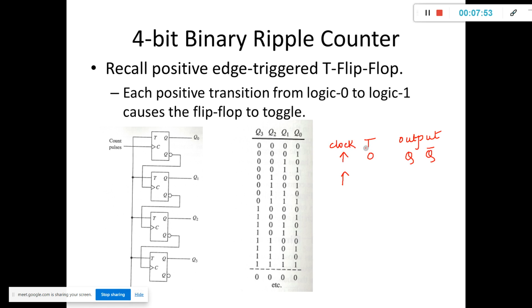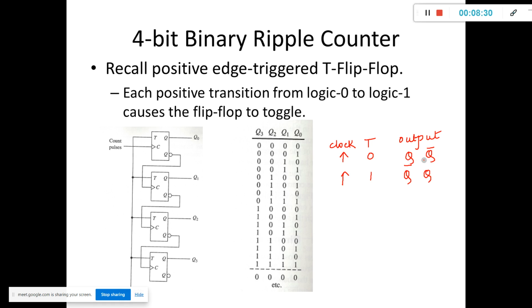I am talking with respect to the functioning of the T flip-flop, the function table. If the T input is 0 and I apply the clock, it will retain the present state. If the T input is 1 and I apply the clock, the output will toggle. It becomes Q bar and Q. If it was 1, it will become 0. If it was 0, it will become 1. It will toggle, it will switch. This is the function table of the T flip-flop.